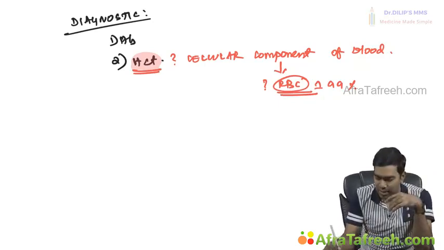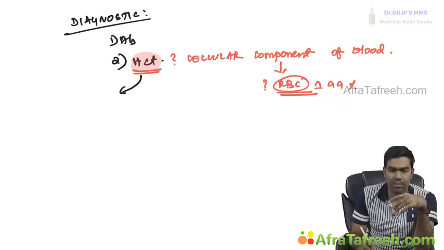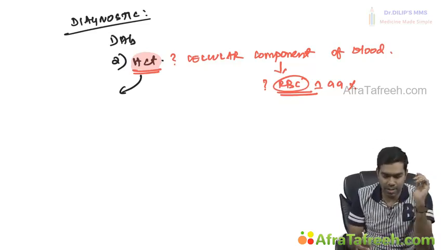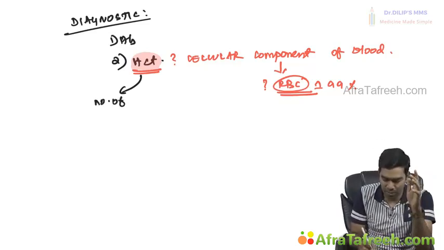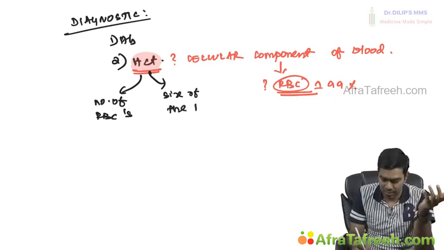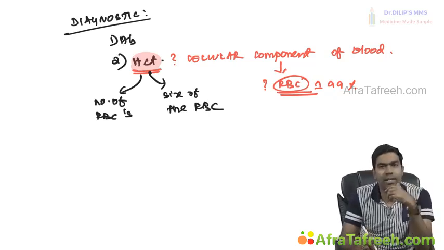So what are the things that reflect hematocrit now, if you ask me? It's the RBC, yes, there's no doubt about that. But it's either the number of RBCs or the size of the RBCs that is going to determine the hematocrit.